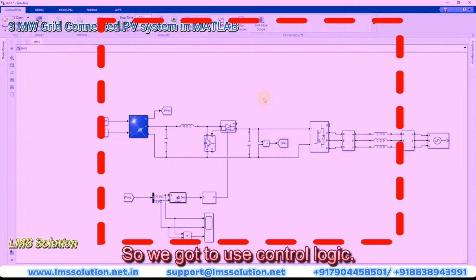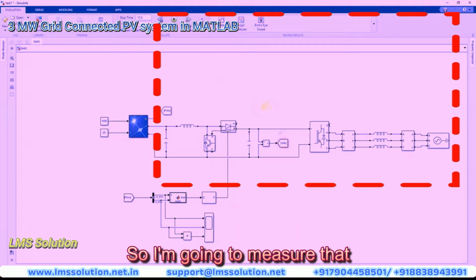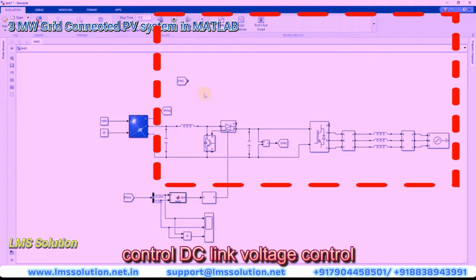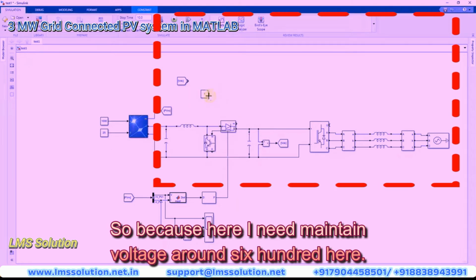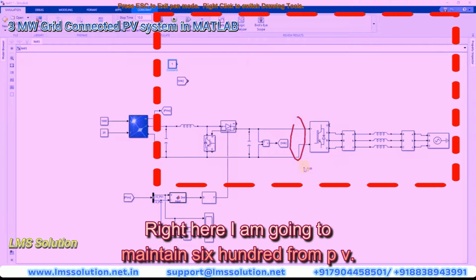So we've got to use control logic. So here you have to use voltage control and current control. So I'm going to measure that. When we need to use DC link control, the DC link voltage control should be compared with the constant. Because here I need to maintain the voltage around 600, right? Here I'm going to maintain 600.